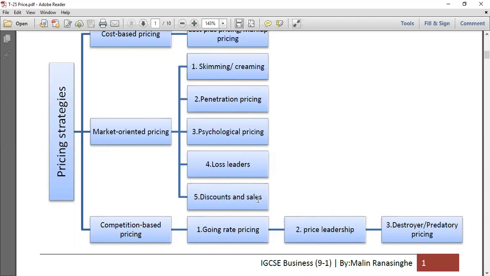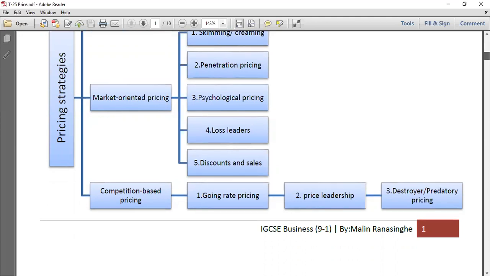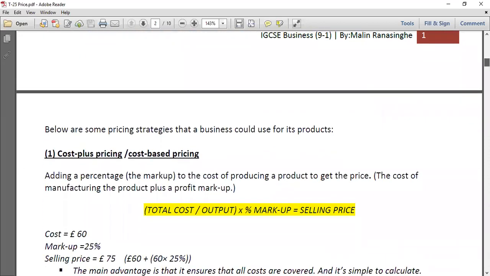Discount and sales is a kind of promotional pricing strategy, like in the Christmas season, Halloween season, Father's Day, Mother's Day. They are giving some discounts and sales on particular items in order to attract customer purchases. Everything market-oriented price. Okay, that's a brief discussion of all the pricing strategies. So let's go to the discussion one by one.